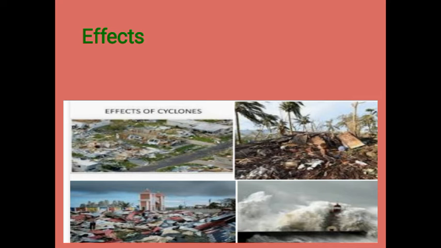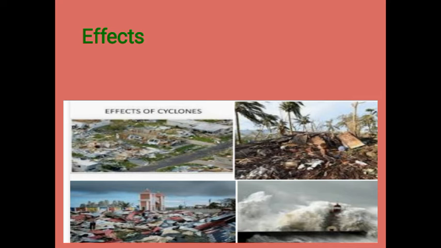High speed winds cause huge waves in the seas, as you can see here. On land, these winds uproot trees and power posts and damage kacha houses. Heavy rainfall causes floods.